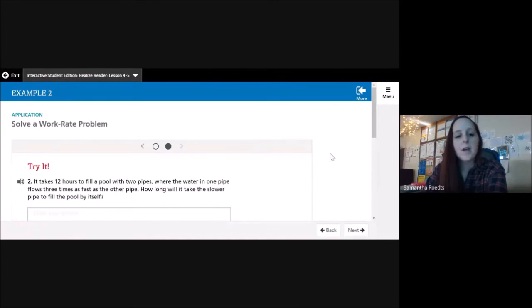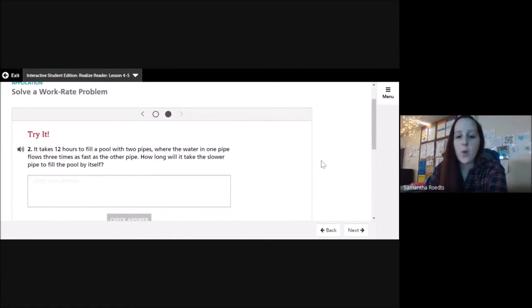So it takes 12 hours to fill a pool with 2 pipes, where the water in one pipe flows 3 times as fast as the other pipe. How long will it take the slower pipe to fill the pool by itself? So we know that pipe is working at 1 over x speed plus 3 over x, because the second pipe is 3 times as fast, and they fill the pool in 12 hours, or 1 over 12.